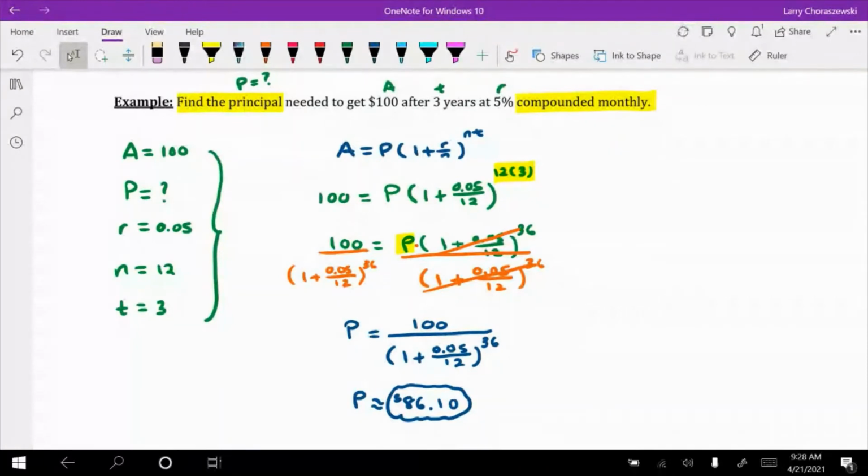So $86.10 would need to be put into the account in order for it to turn to $100 after 3 years, 5% compounded monthly.